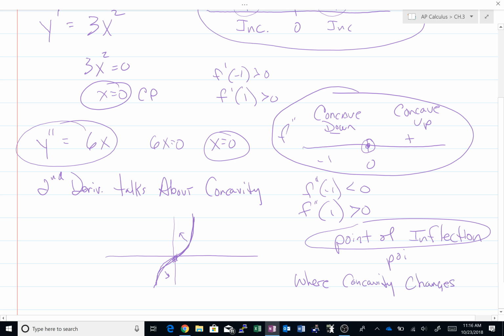Again, a point of inflection is where the concavity changes. What's the mathematical definition of concavity? It's basically right here. If the second derivative at a test point is negative, then it's concave down. Concavity is basically the curvature of the graph.